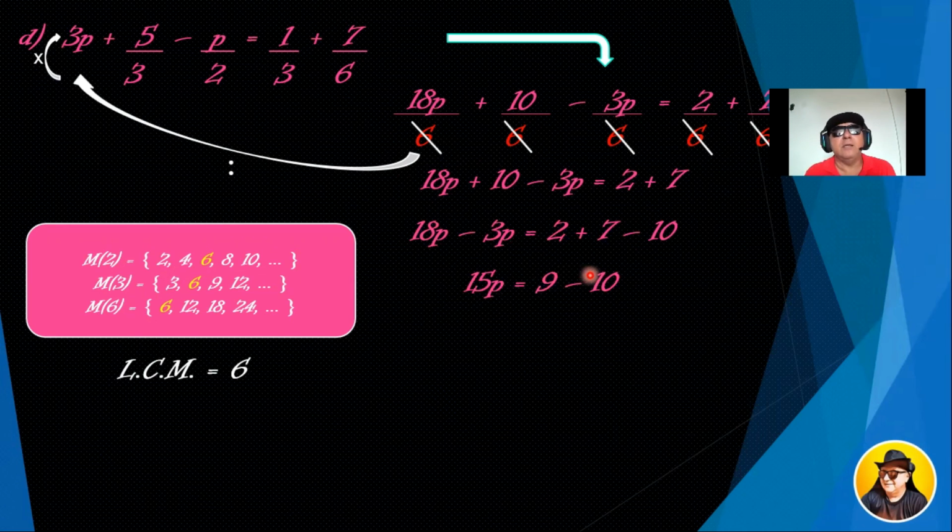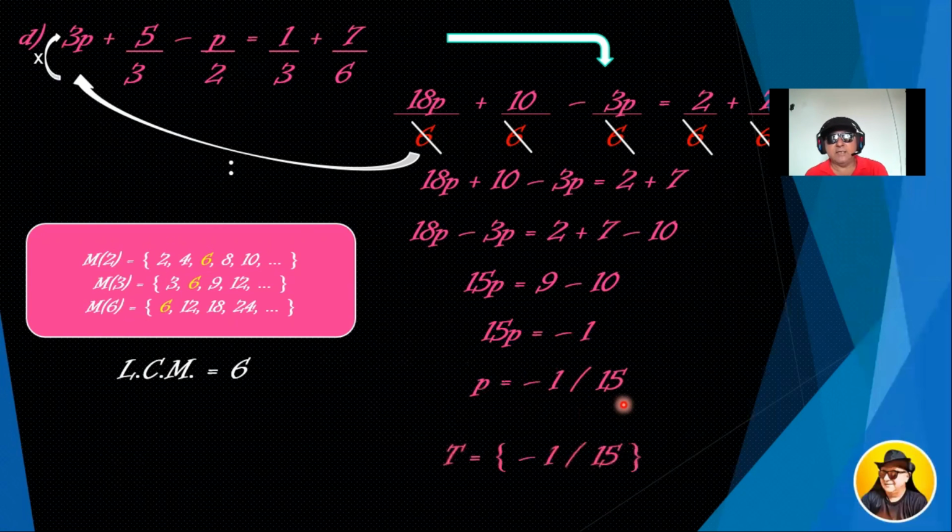Remember, different signs, you subtract the numbers and give the sign of the largest number, okay? Those rules, remember the sign rules of addition are very much important. You have to have them in mind. So this 15 here comes to the right side of the equation, dividing. So p is minus 1 over 15, okay? The true set is minus 1 over 15.